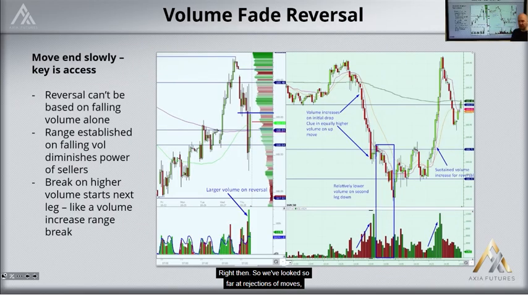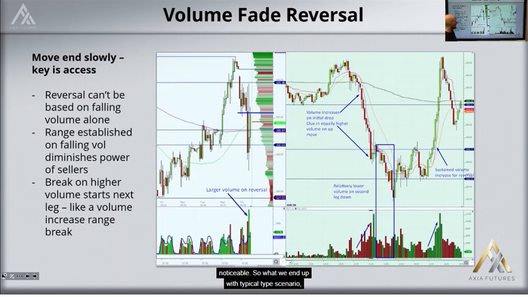Right then, so we've looked so far at rejections of moves, which have generally come from a volume spike. What we're going to have a look at here then is what I call a volume fade reversal. So where volume fades away. And with volume fading away, it doesn't mean that the reversal is on. It means the reversal has potential, and this is what is so crucial with any kind of indicator. It's saying to you, there are options here, there's a chance, but you still need to find an access point. And when we talk about delta, that's going to become even more noticeable.